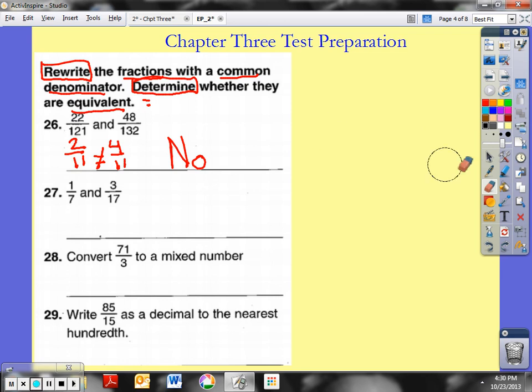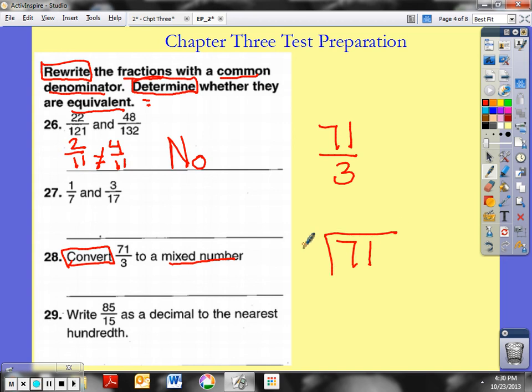So, taking a look at 71/3. Convert. There's my verb. Convert this to a mixed number. So I need a whole number with a fraction next to it. So 71/3 also means 71 divided by 3. Numerator goes in the house, denominator stays out. 3 goes into 7 twice. That gives me 6. Subtract.